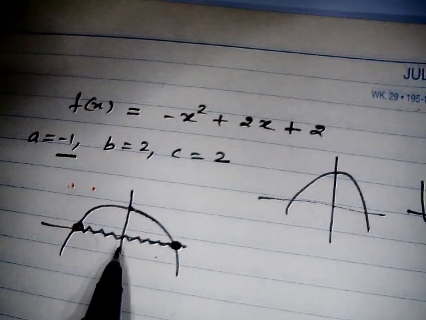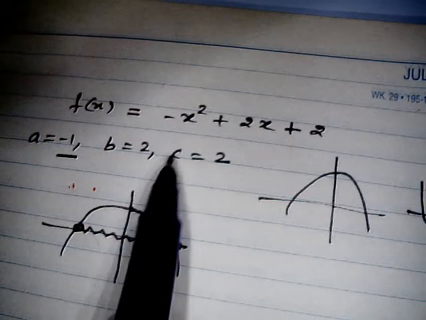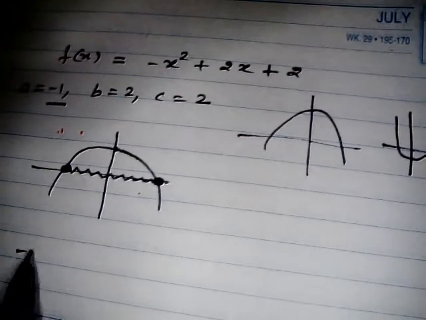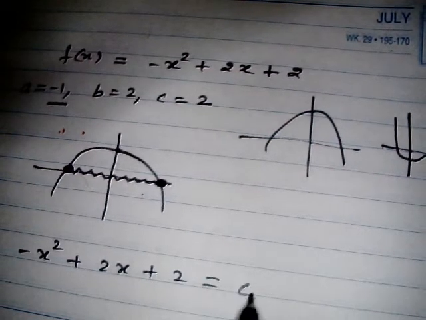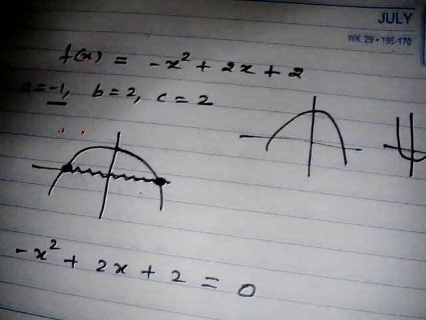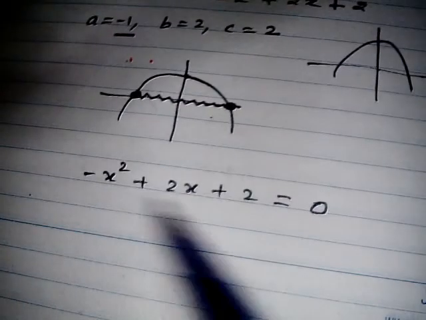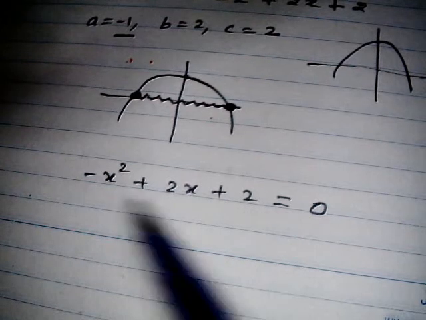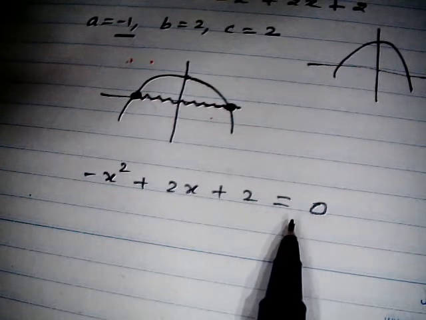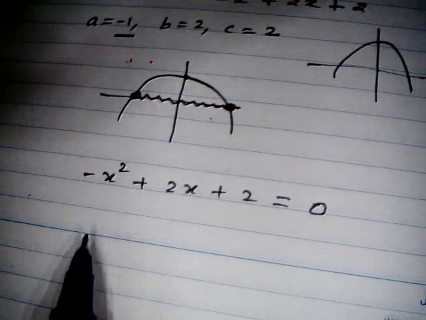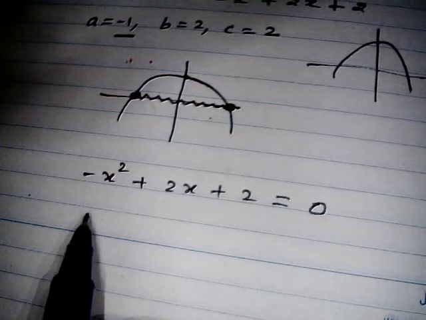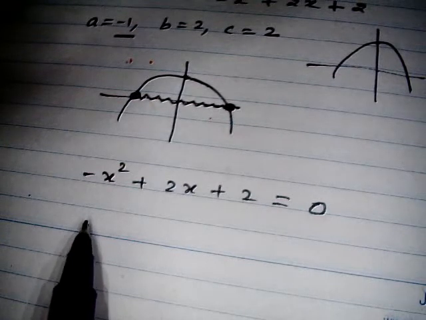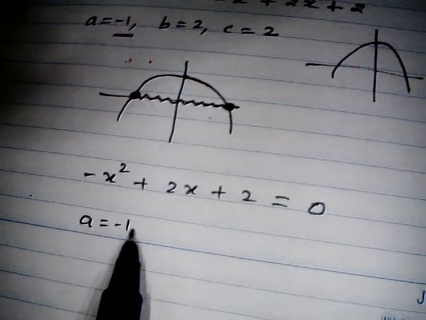If you need to calculate the value of x, then what you need to do is equate this equation equal to 0. Okay, and after equating with 0, converting this function into equation form, I need to calculate the value of x. This means I need to factorize this equation, and to factor it out I am going to use the quadratic formula. So the a value is -1, b is 2, and c is 2.